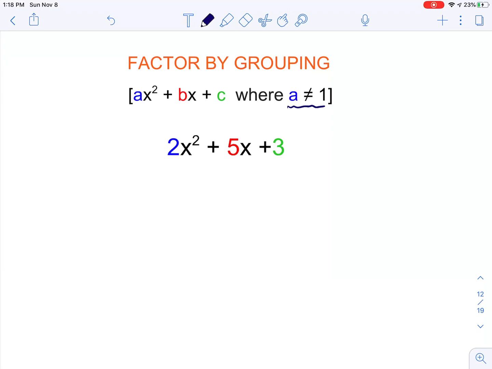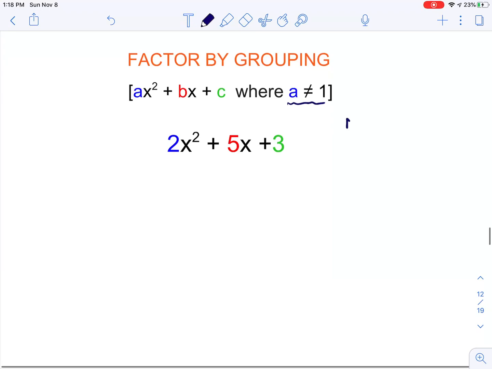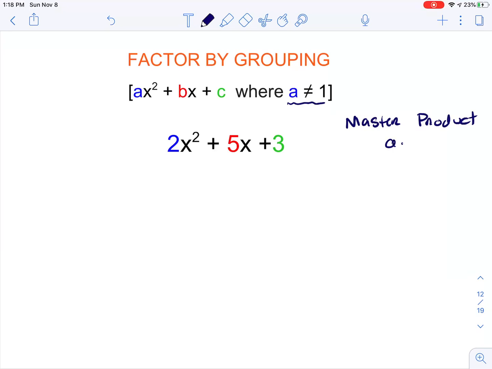The first thing that you want to do is find what we call the master product. The master product is found by multiplying my a value by my c. So in this case, multiplying my 2 times my 3. When you do that, make sure you take the signs along with you, because those are of equal importance as they are in other factoring techniques.